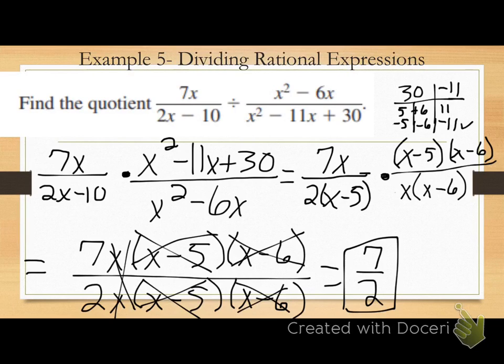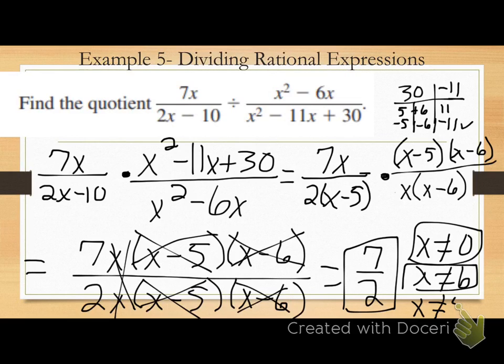So what can x not equal here, though? X cannot equal 0. I heard 6. What else? 5. X cannot equal 5. All those values would give me 0 in my denominator. Correct? Everyone okay with that? Does that make sense? Any questions? Can I move on from example 5?